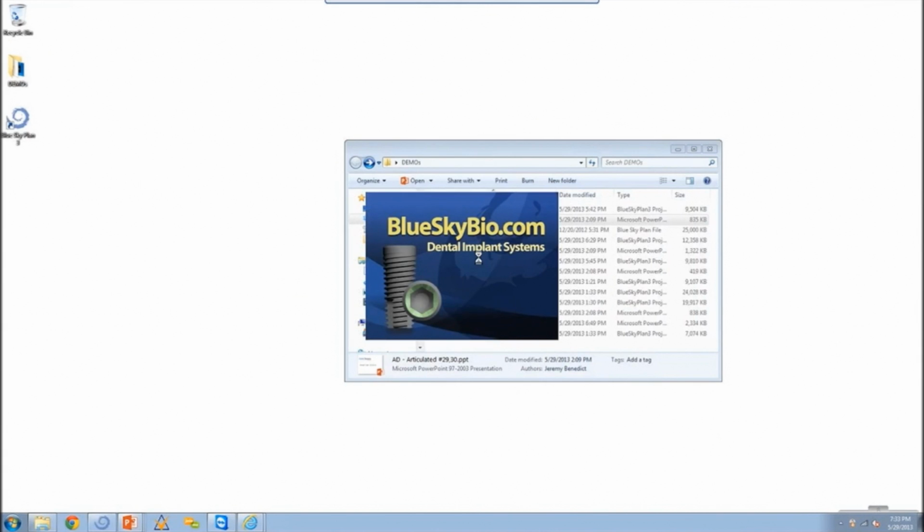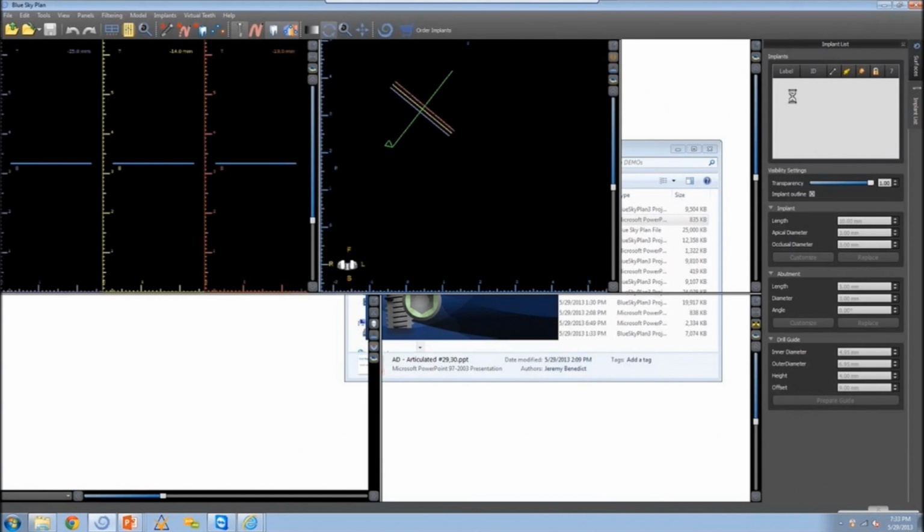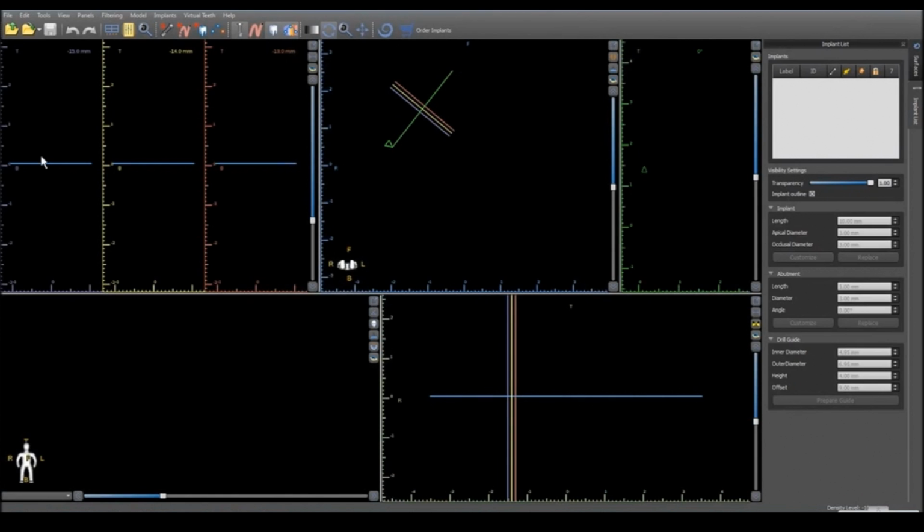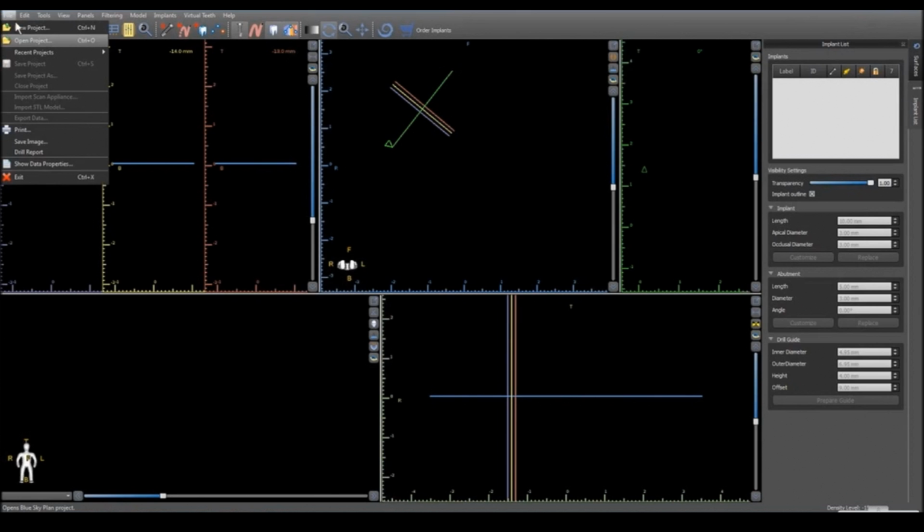So far what we've seen is how one uses articulated models to discern future tooth position. The next case, I'd like to show how we use a temporary bridge to do the same thing.